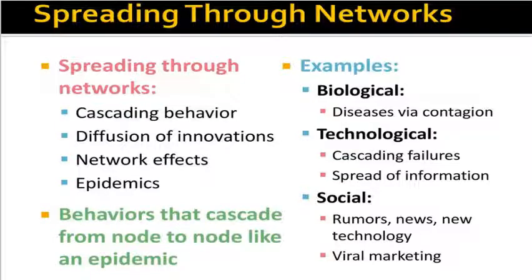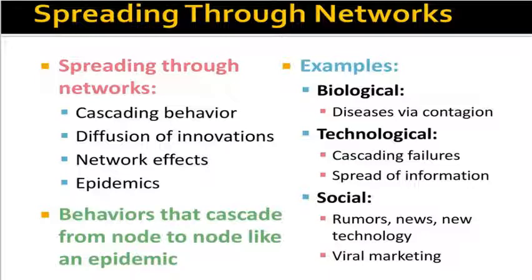Spreading through a network. There are various methods of spreading data, spreading certain things by using the networks. This is called cascading behavior, or diffusion of innovations, network effects and epidemics. Behavior that cascades from node to node is called an epidemic. Example, biological diseases via contagions, such as now we are going through the pandemic situation of coronavirus. This is a pandemic situation, that is, disease spread via contagions, by any contact media.